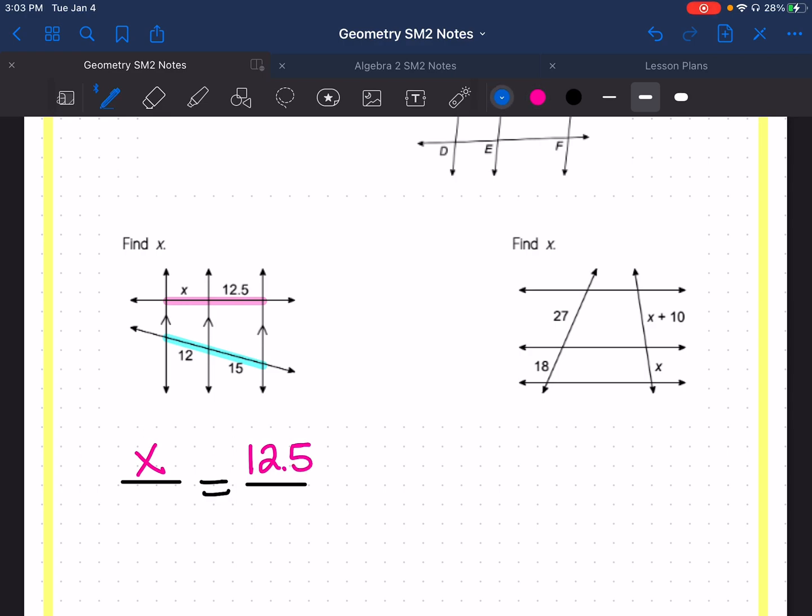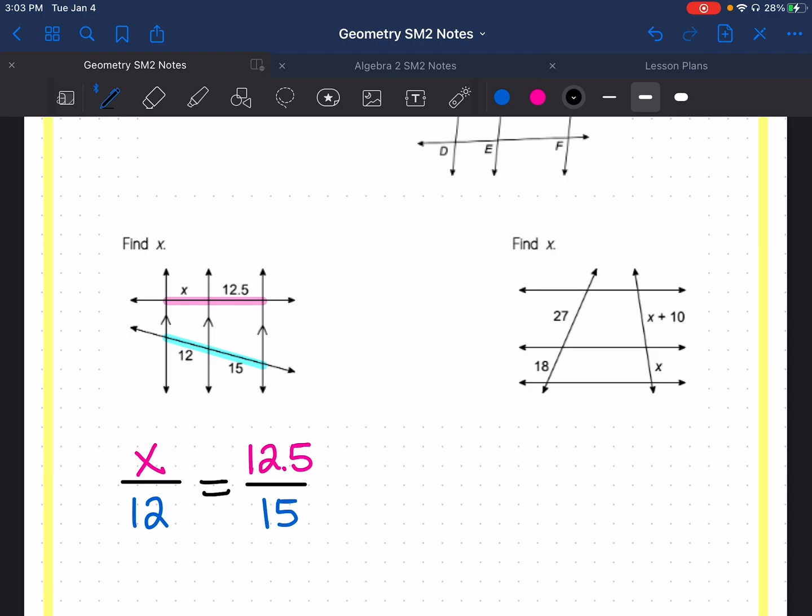Notice I took the pink and I just put it as my two numerators, the tops of both of my fractions, and then in the same order. Order matters tremendously when you're doing proportions. You always want to make sure you do the second proportion the same way you did the first one. So I put 12 first because I put X first. And now I have my proportions set up.